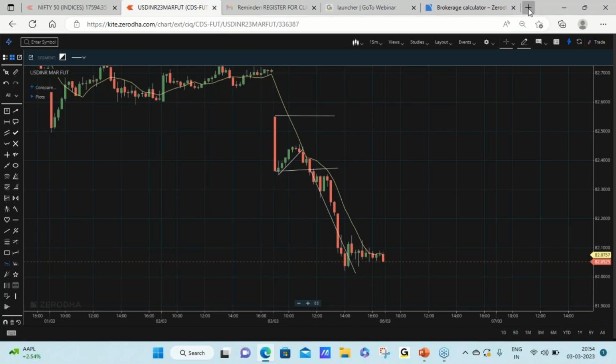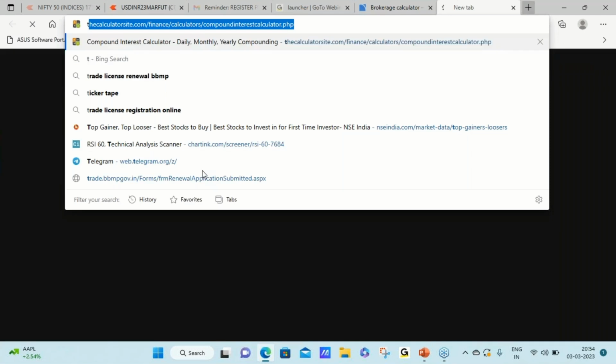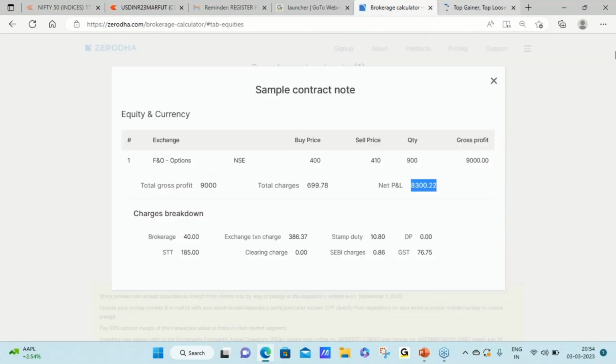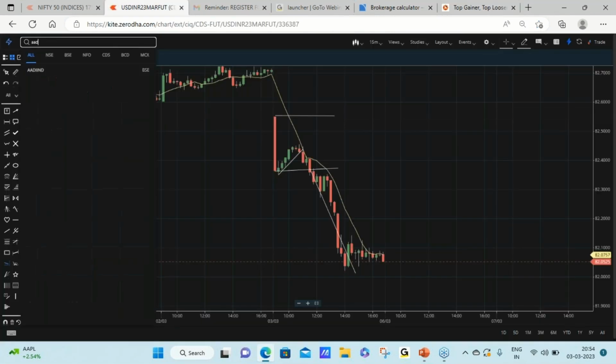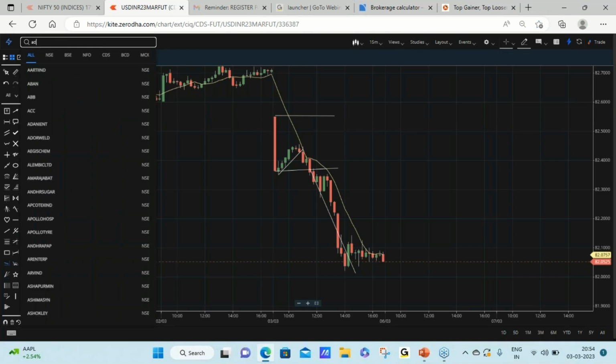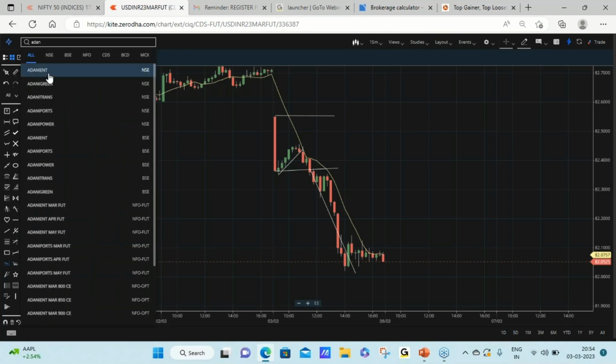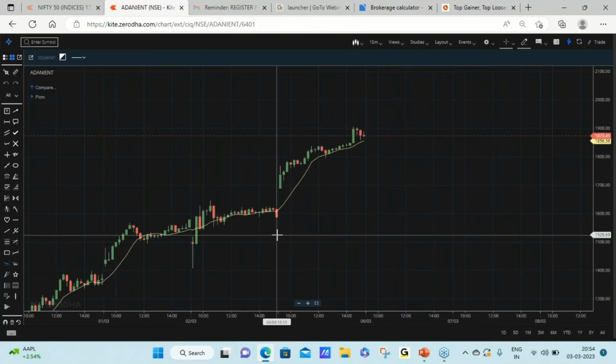Let's take today's gainers and losers. In the top gainers and losers, let's analyze. Have we got any opportunities based on this 10 SMA in the set of gainers and losers? You're supposed to take FNO securities. Adani Enterprise. Let's take Adani Enterprise. Using the 10 SMA, you could have made a lot of profit in Adani Enterprise.